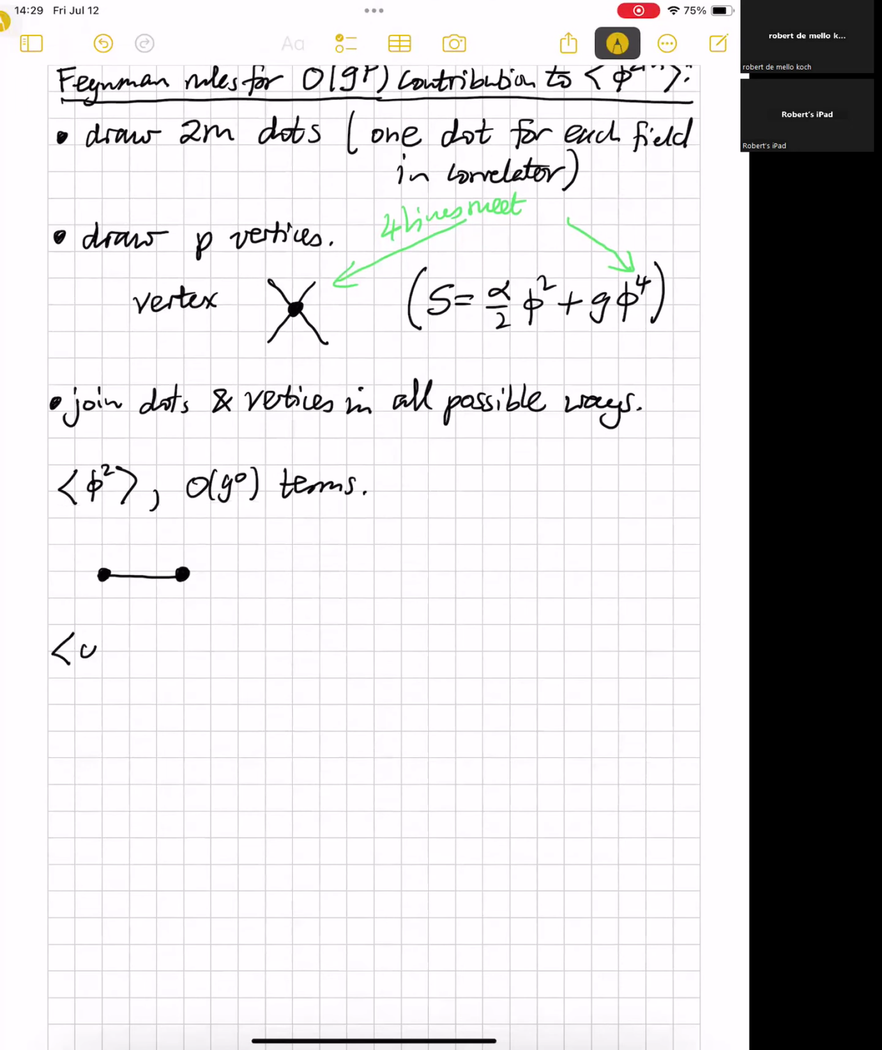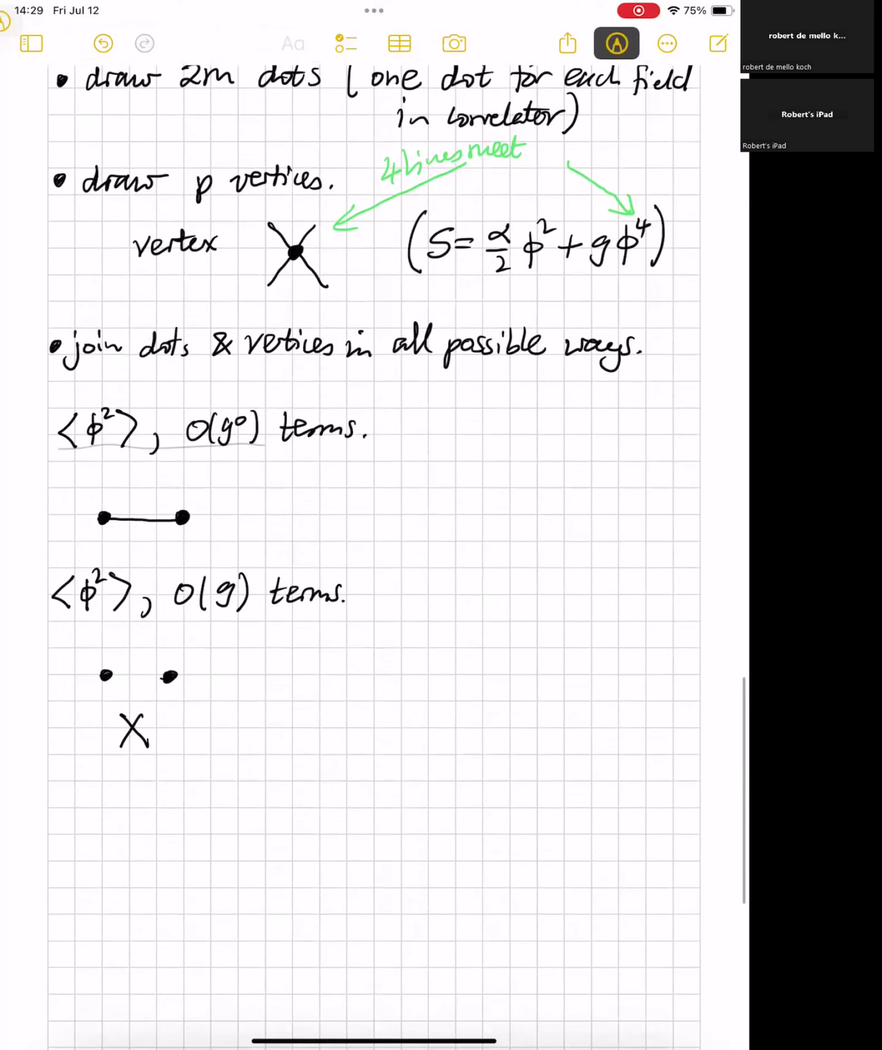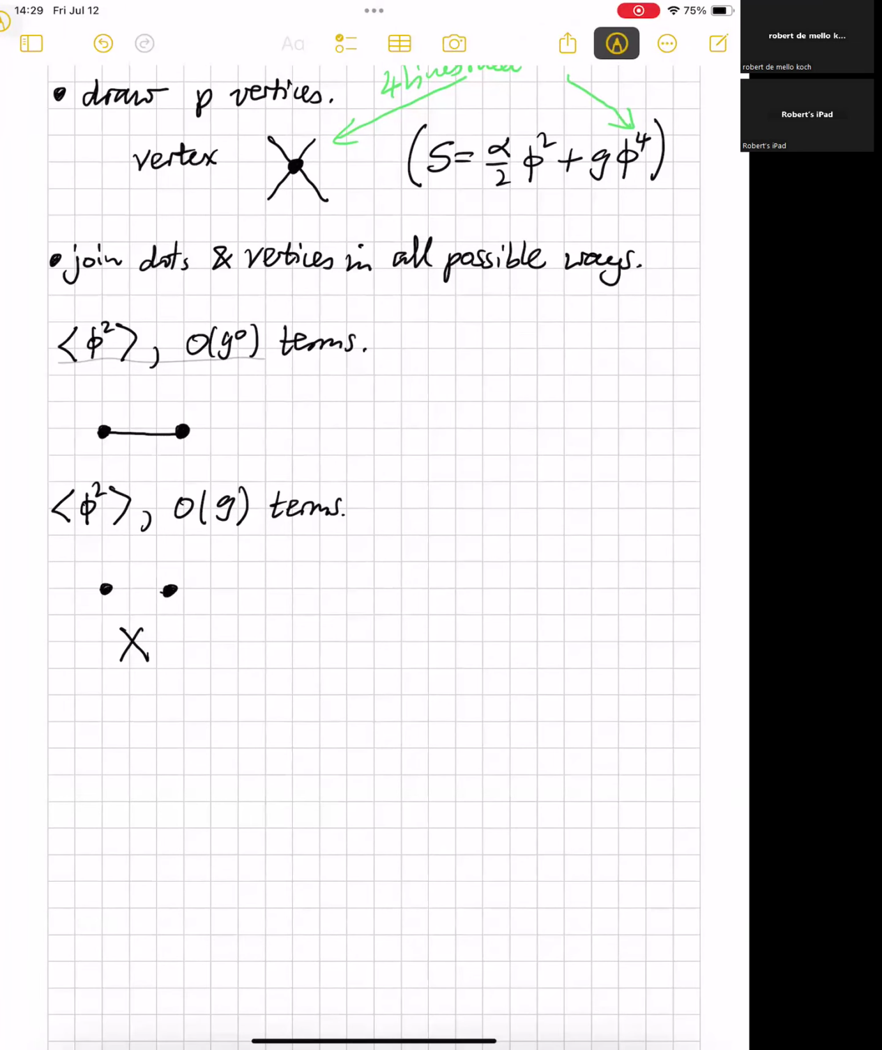Now let's look at phi squared, and let's look at the order g terms, okay? So again, 2 dots because we're looking at phi squared. But now we've also got a vertex. And we need to join things in all possible ways. Well, the one thing that we could do is we could choose to join these 2 legs on the vertex, and join the dots as we did before. That's a perfectly valid thing to do.